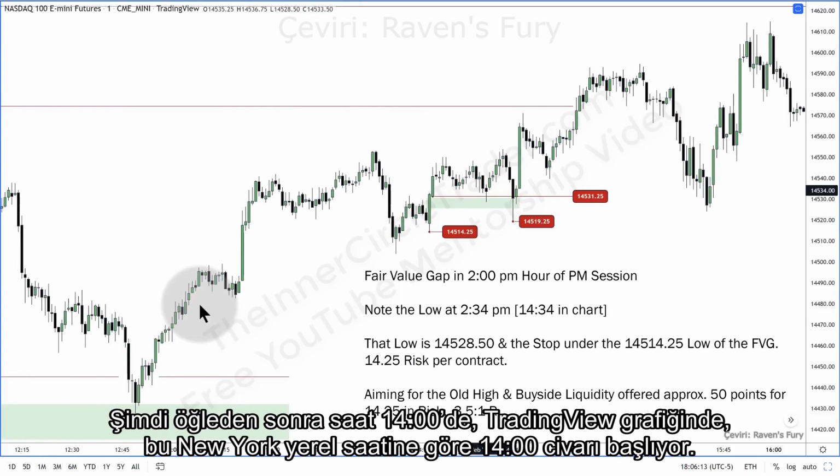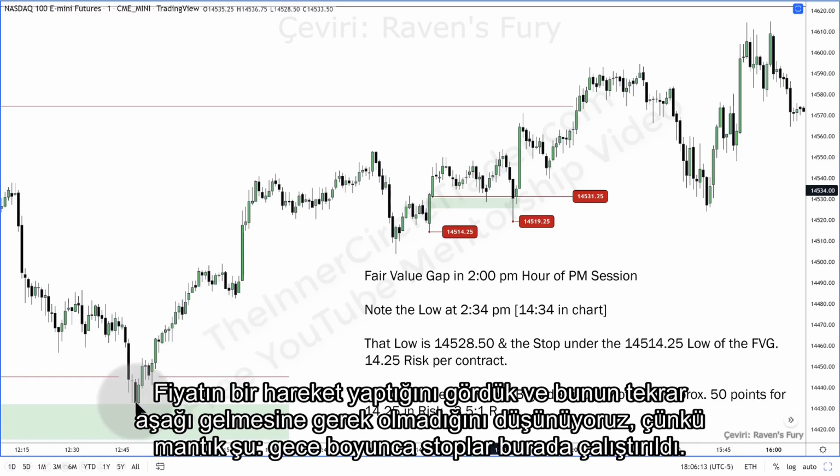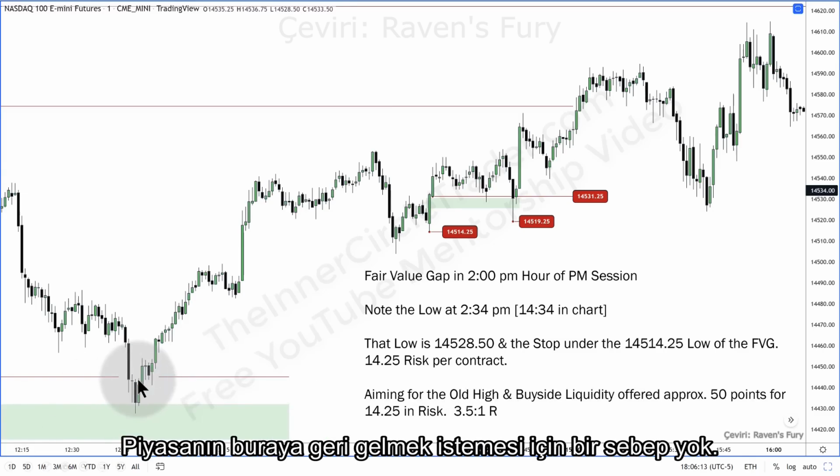Now, at 2 o'clock in the afternoon, 1400 on this TradingView chart, 2 o'clock in the afternoon New York local time, we have the market trading down into an imbalance over here. Liquidity resting below these relative equal lows is taken out. So what are we looking at? We've seen a price run that we don't think needs to come back down there, because the logic is the overnight stops have been run out down here. There's no reason for the market to want to come back down there.